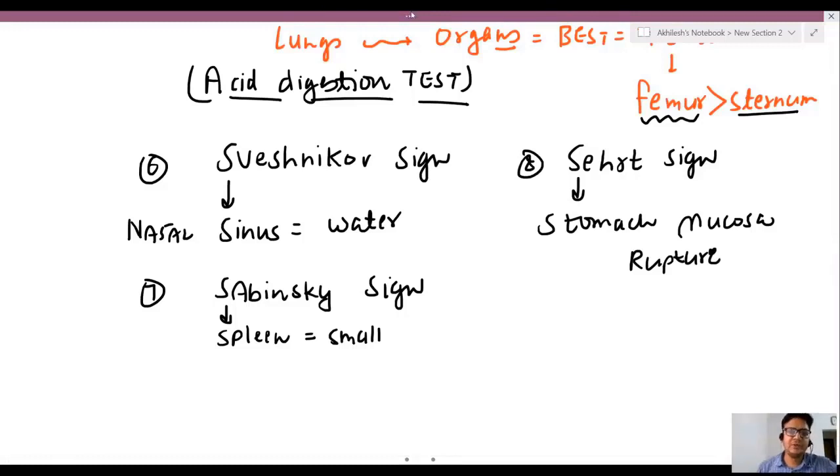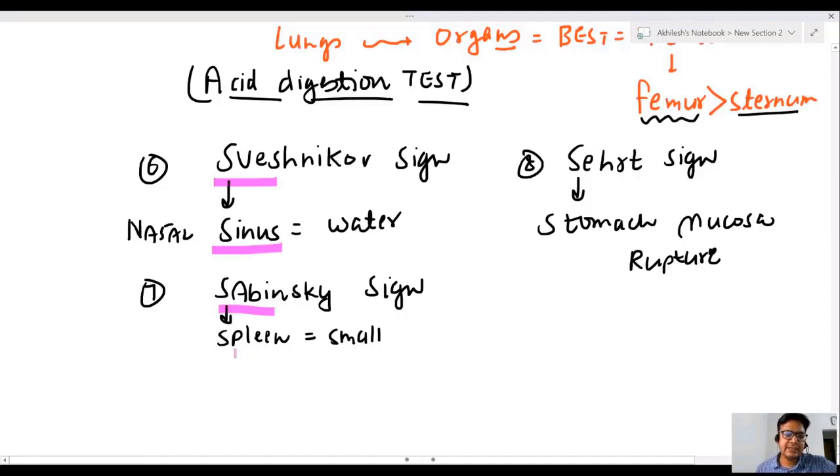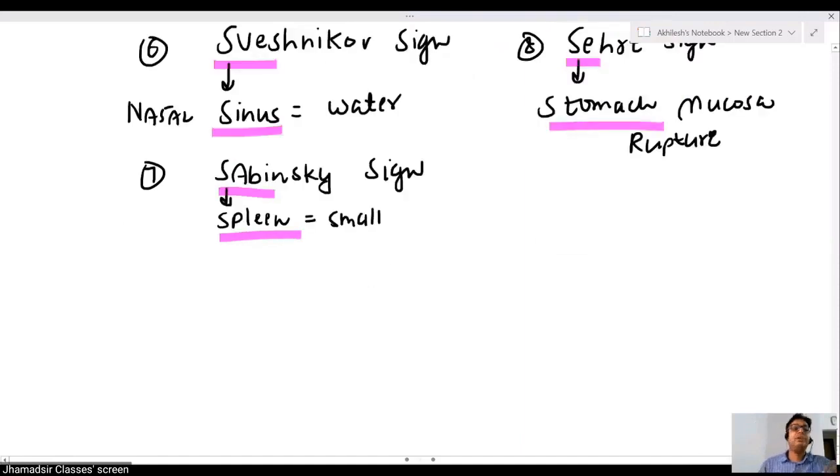As for Sveshnikov sign, is water present in sinus. Sabinski sign, spleen become small. Sehat sign, stomach mucosa rupture. These all are the finding of antemortem drowning. What is antemortem drowning? Person died inside the water is antemortem drowning. Again, I am telling you, sir, what are the finding of antemortem drowning?